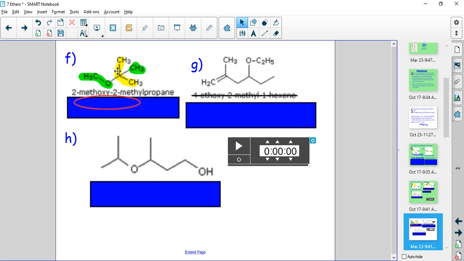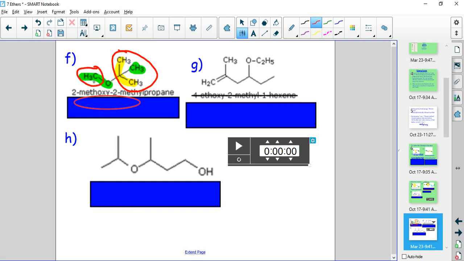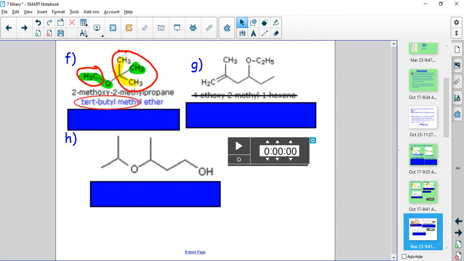But we can name this portion here as a branch, and we can name this as a branch, right? This one's easy, methyl, and I'm hoping you remember what this group is. Perhaps it's been a little while since we've seen it, but this is tert-butyl. So another possible name is tert-butyl methyl ether. Tert-butyl methyl ether.